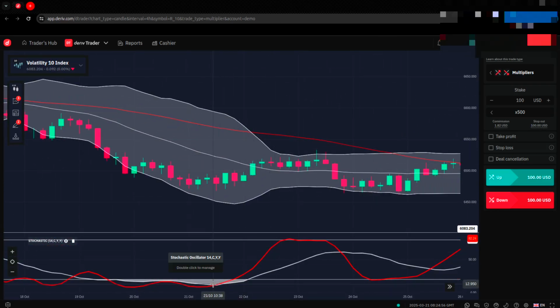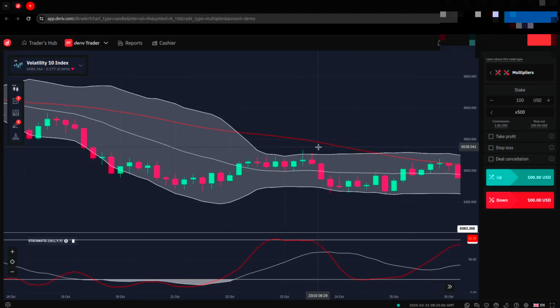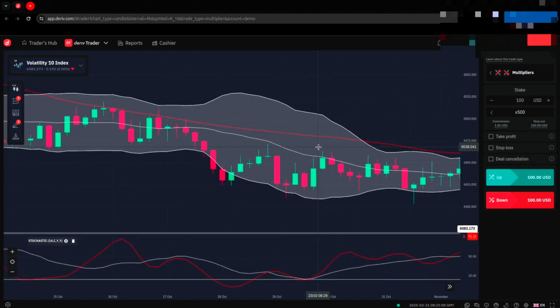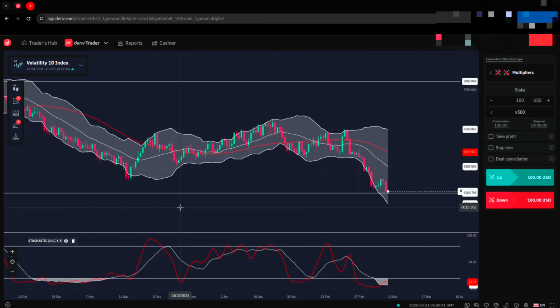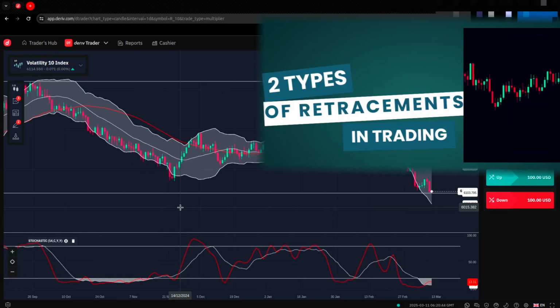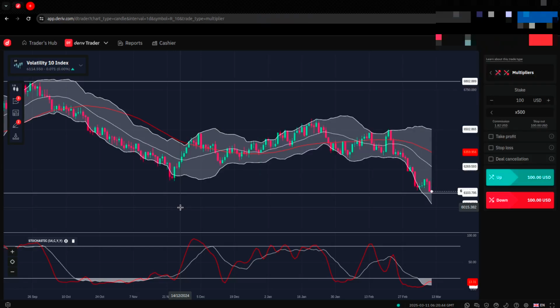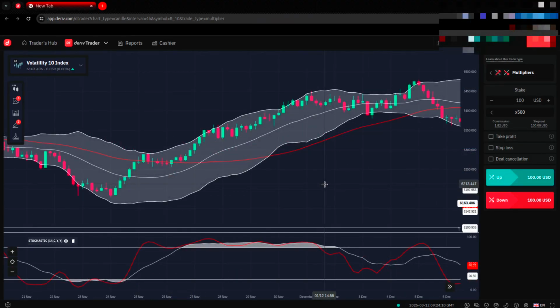Later, it was oversold again. This bullish pin bar was an indication of the start of a retracement. It retraced. This doji was an indication of the end of the retracement, and the prices maintained below the moving average because the dominant trend was bearish. I have done another video that explains more about the retracements, and I've linked it at the end of this video.